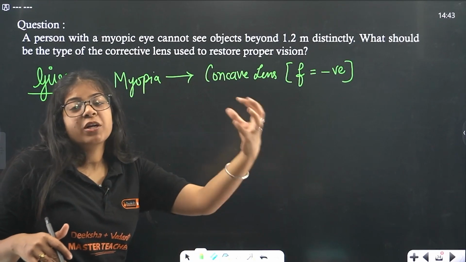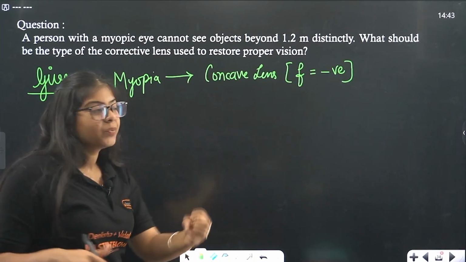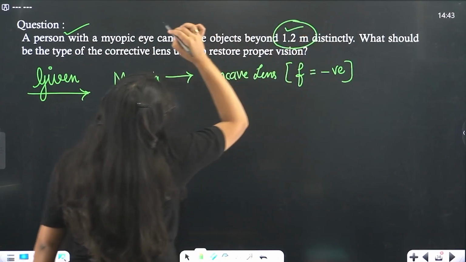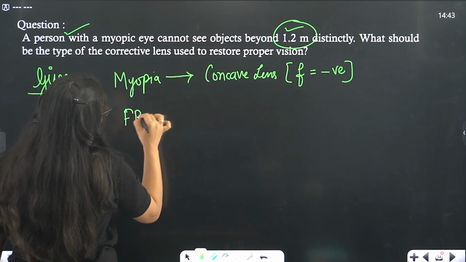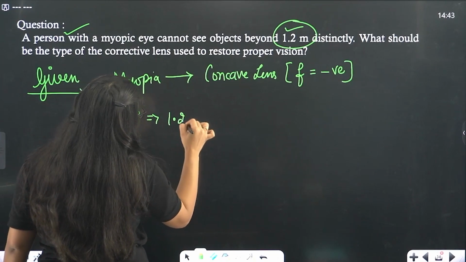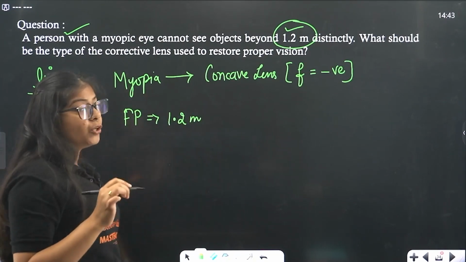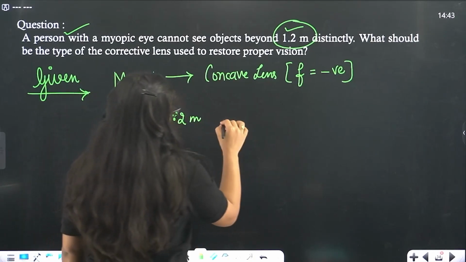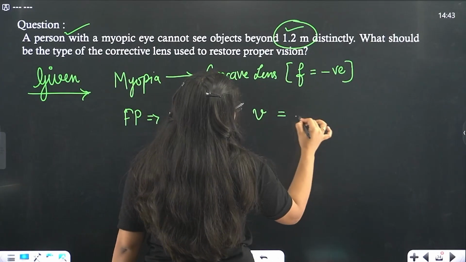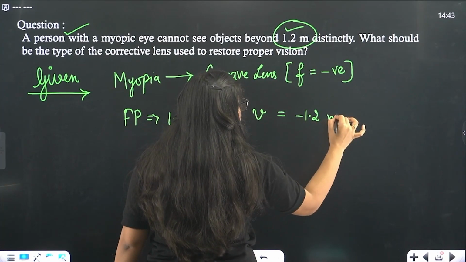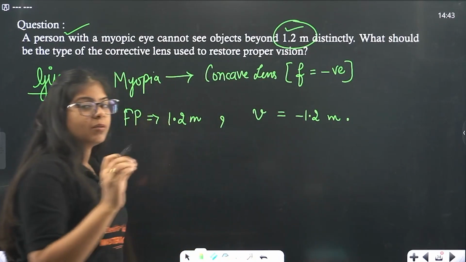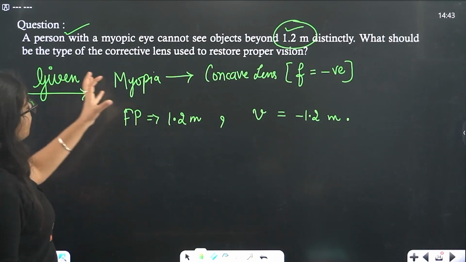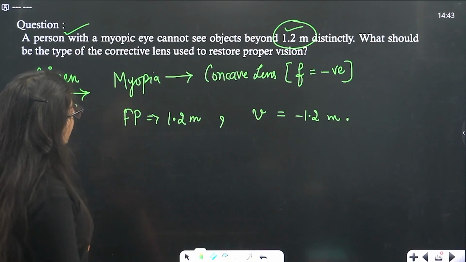So far, the point has shifted from infinity to 1.2 meters. This is your far point, that is 1.2 meters. And I told you, whenever far point or near point is given, it will be your image distance. You have to write it down: image distance is minus 1.2 meters. Every time the image distance will be minus 1.2 meters. Remember that. Next, what should be the type of corrective lens used to restore the proper vision?